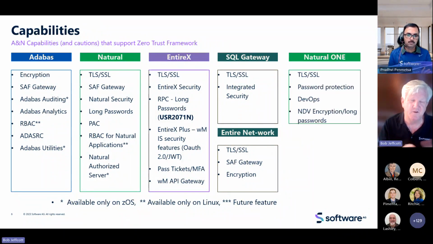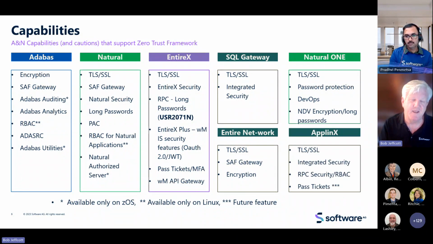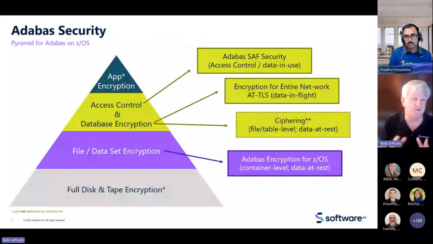Natural One, you heard a little bit from Luciano on that. Again, secured connection, password protection, encrypting passwords, DevOps for that code migration, and the NDV encryption and long passwords are currently available. And then lastly, App links, integration, integrated security, role-based authentication, RPC security, and pass tickets will be available in the next release. And I know we are going a little over.